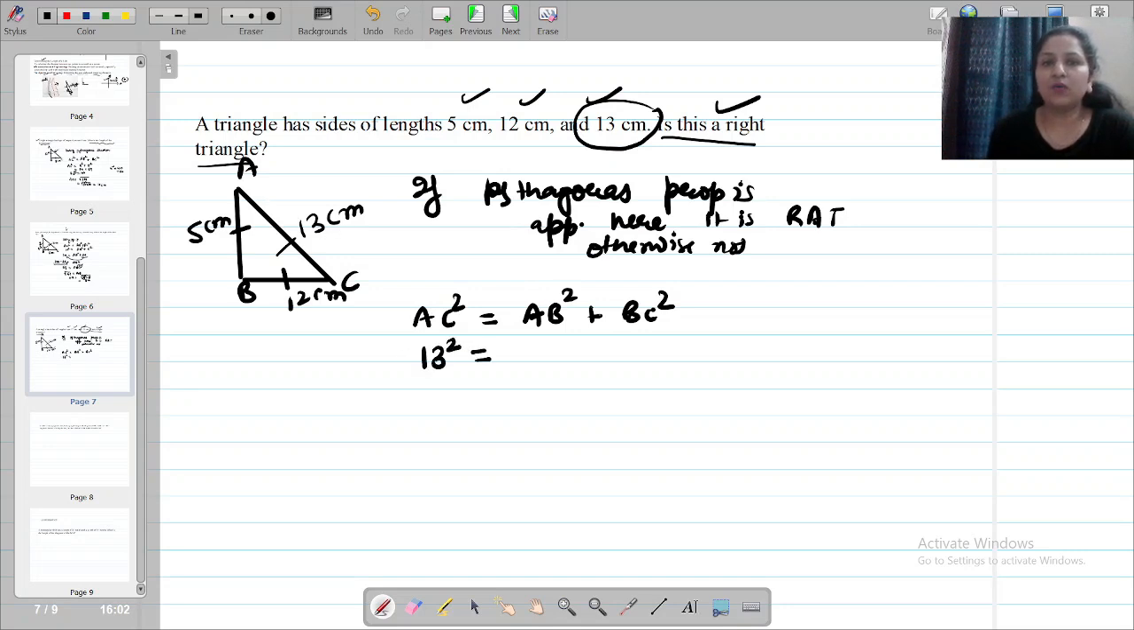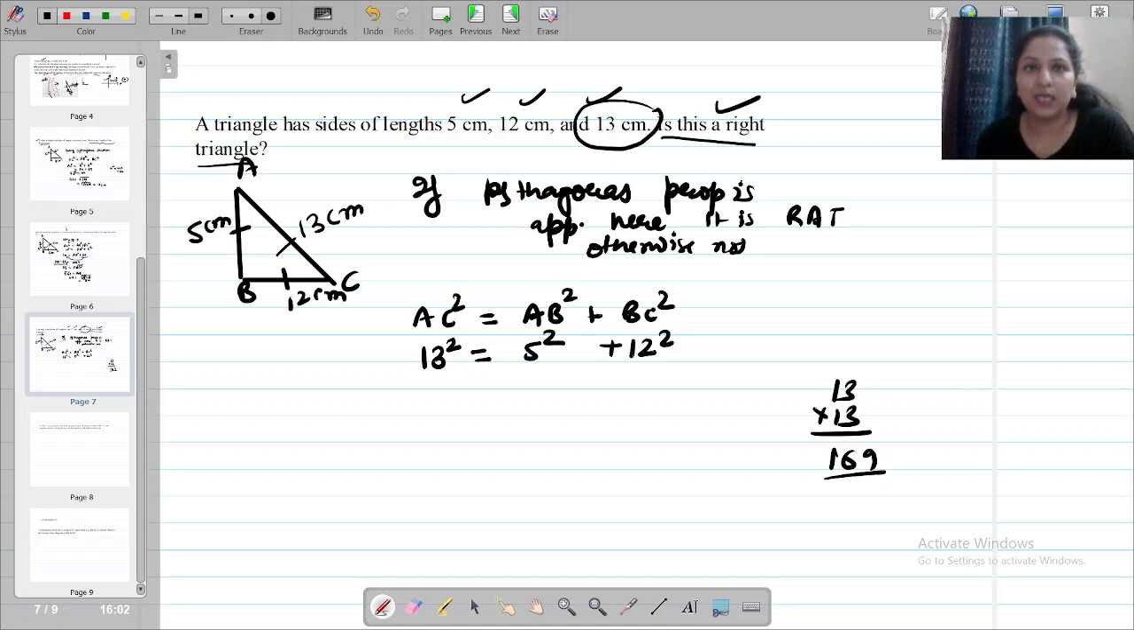13 square is equal to AB, which is 5, so 5 square, plus BC, which is 12, so 12 square. Let us see if we are getting the two sides equal. 13 square means 13 into 13. You can check the calculation yourself. It always comes, of course, 169. I have remembered it, I have learned it up, so I know it already. You can just learn it at least till 20. You can easily write it here.